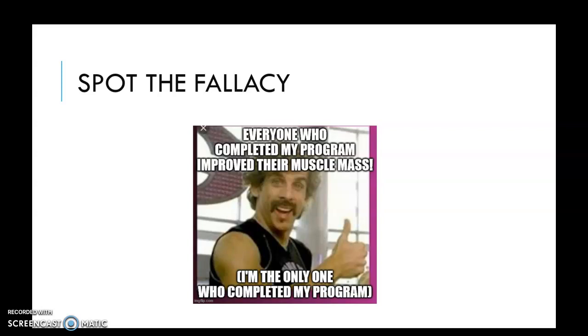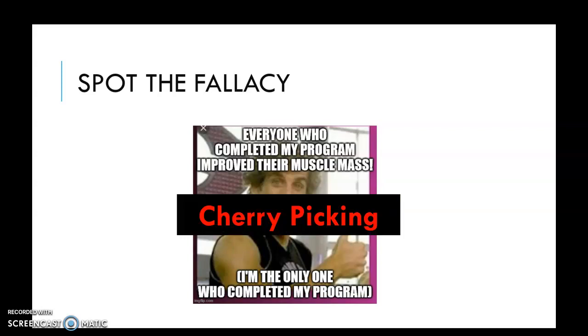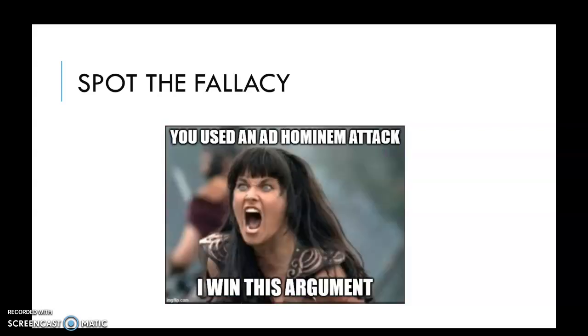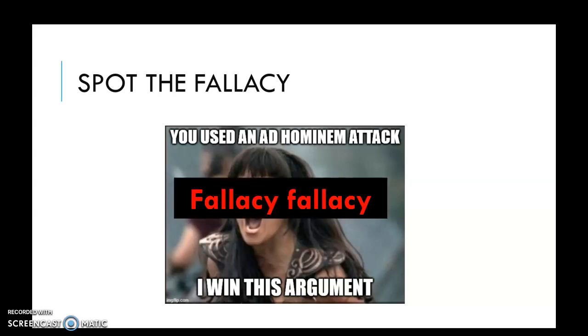Spot this fallacy. "Everyone who completed my program improved their muscle mass. I'm the only one who completed the program." That's cherry picking, because it ignores all the other people who dropped out of the program. Spot the fallacy. "You used an ad hominem attack. I win this argument." That's a fallacy. You can't win an argument just by picking out fallacies in your opponent's argument.